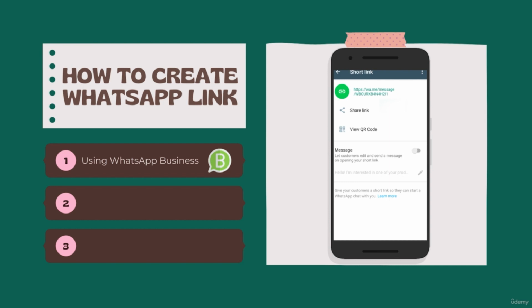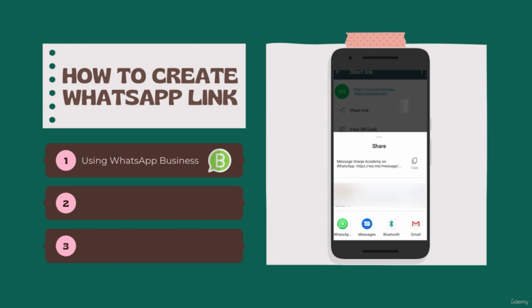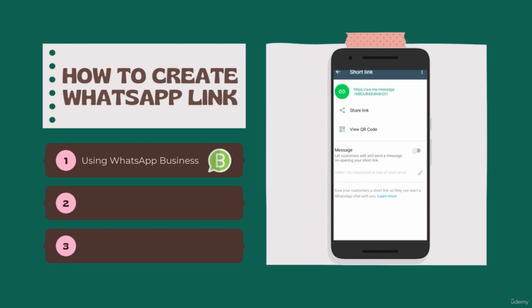Anybody that clicks on this link, wherever they are, Facebook, Twitter, Instagram, on the web, once they click on this link, it's going to direct them back to their WhatsApp, and it's going to direct them to your WhatsApp profile. It's very efficient and it's very good when it comes to marketing on your WhatsApp. So you can easily click on share link and you share it anywhere you want. You can click on the link and the link will be copied.